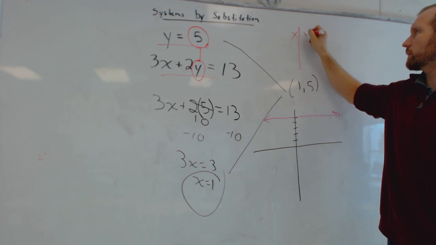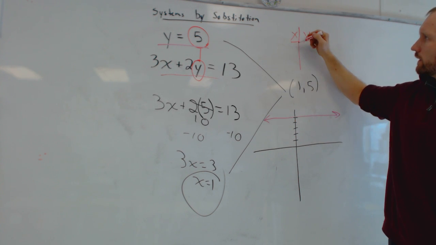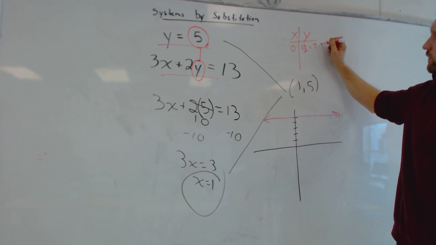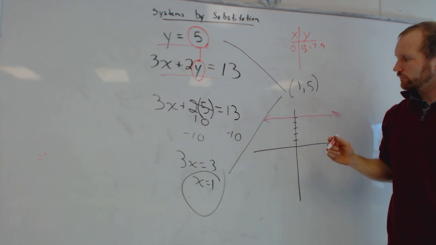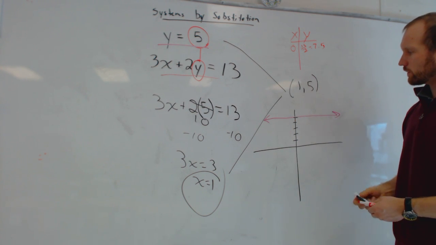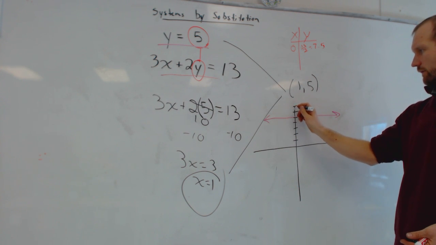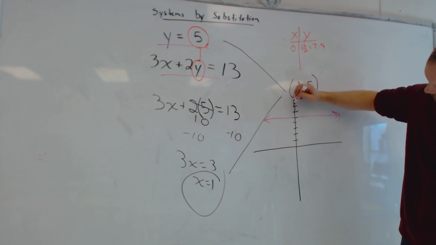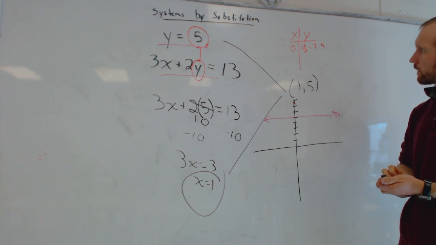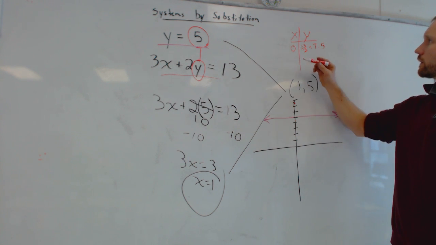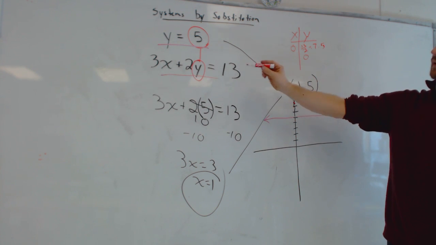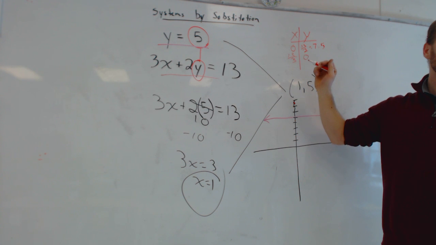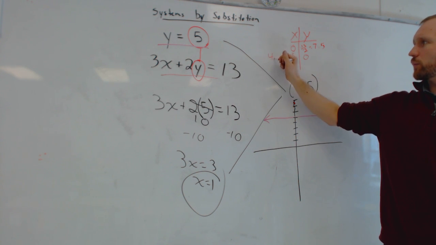We could make a t-chart. If x is 0, y is 13 halves, which is 7.5. Right? So my intercept is, if that's 5, 6, 7, 8, my intercept is right here. And then if y is 0, x is 13 over 3, which is 4.333.